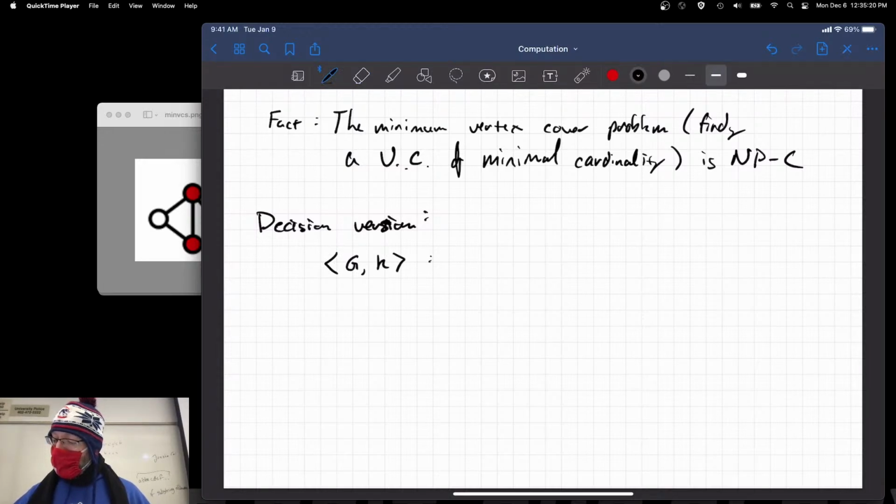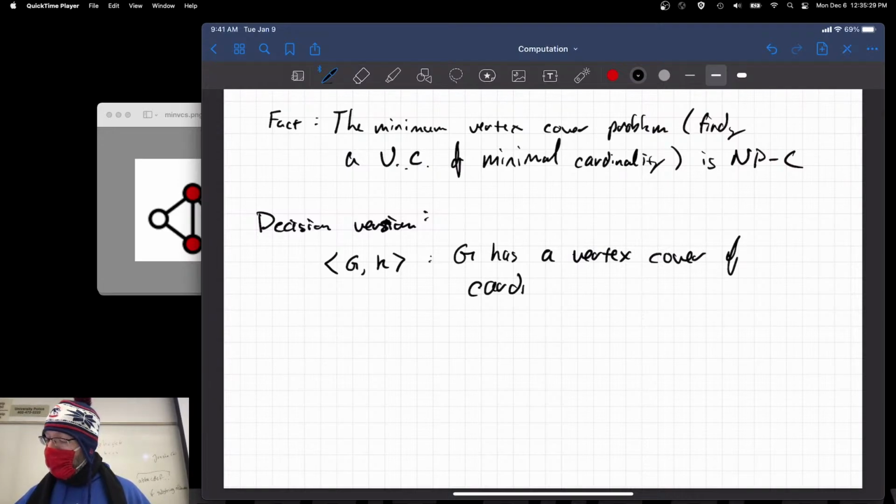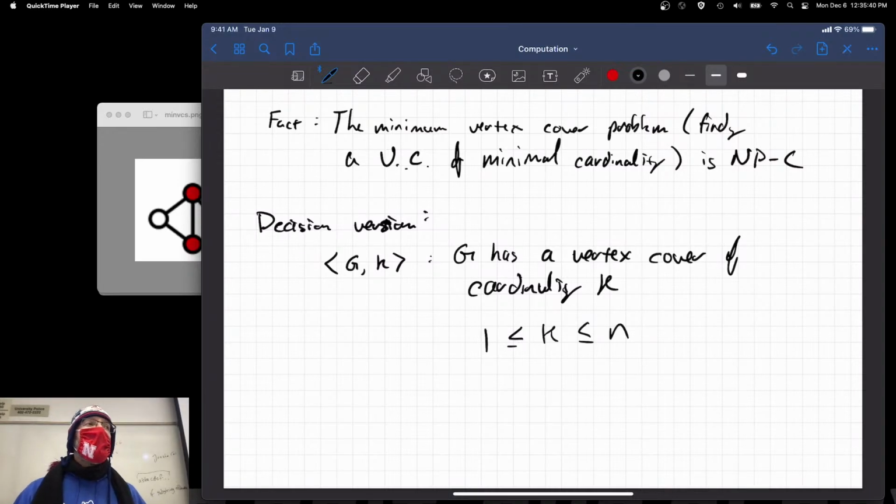And this is going to be an encoding such that G has a vertex cover of cardinality K. And again, what are the bounds on K here? It runs from 1 up to n. At the low end here, let's make some observations. At the low end here, if you had a vertex cover of size 1, what does that tell you?